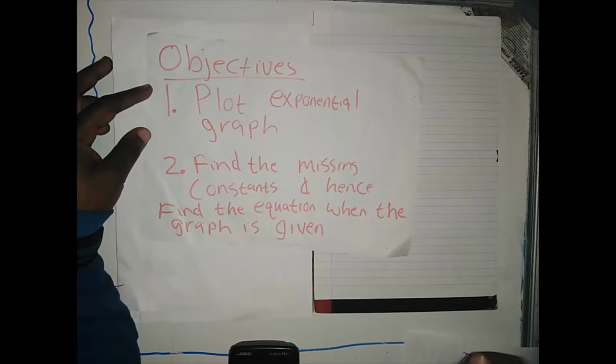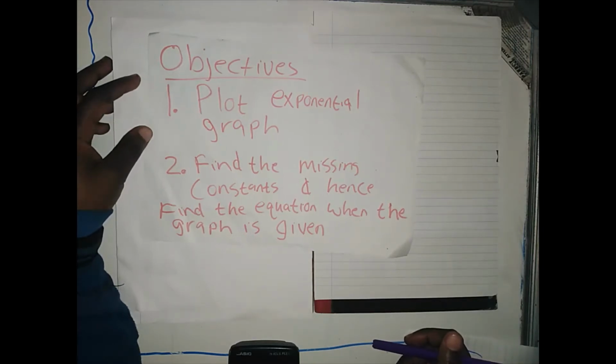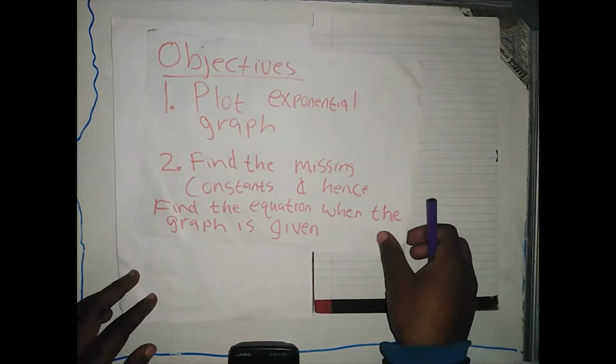Objective number one, how do you plot an exponential graph? And then objective number two, if you've been given an exponential graph, you've been given an equation, how do you find the missing constant, and then how do you altogether find the equation when you are given a graph? All right, so we'll do exactly that.